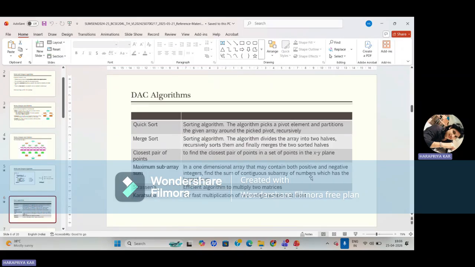The next example is the closest pair of points. In this, we have to find the closest pair of points in a set of points in the xy plane. In the particular xy plane, we have to find the closest pair of points.